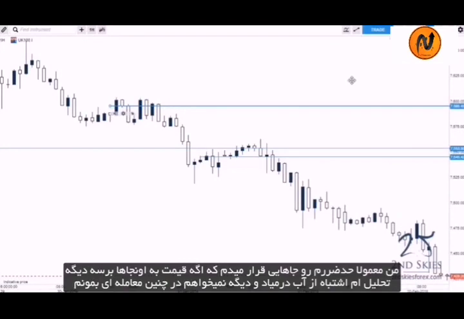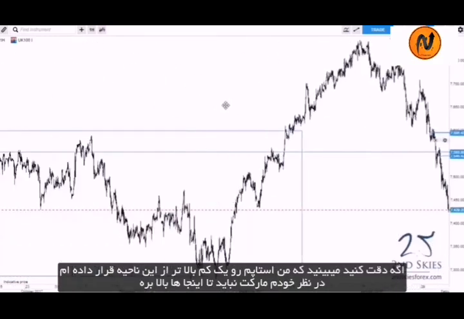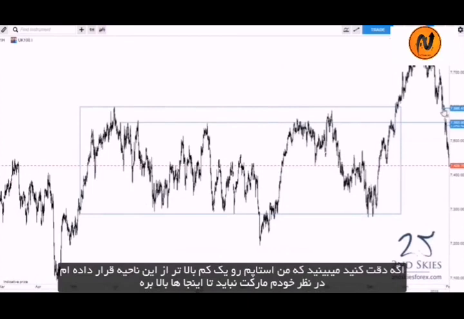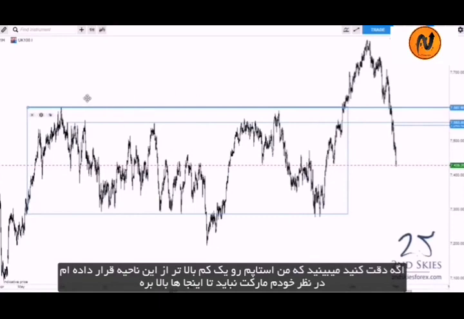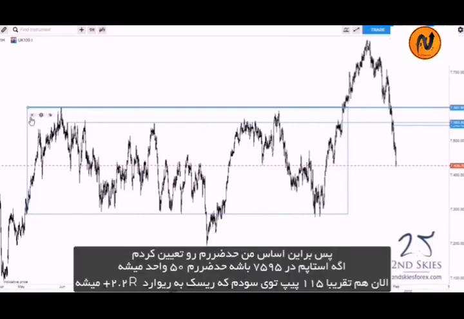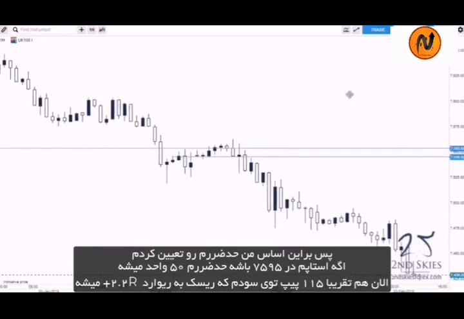I always place my stop loss in a location where this is where the market should not go if my trade idea is valid. If it goes there, then it has invalidated my trade idea. If you extend this out, you can see that I placed it pretty much at the top of this zone right here. I felt like the market should not go this high. And so that's where I put my stop loss location on that one. So 50-point stop at 75.95. Currently we're up about 115 points, or about 2.2 R at this point.